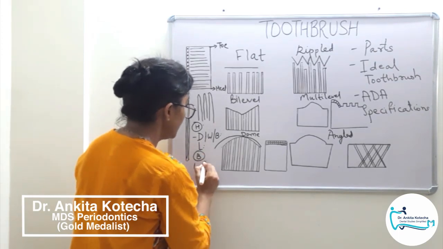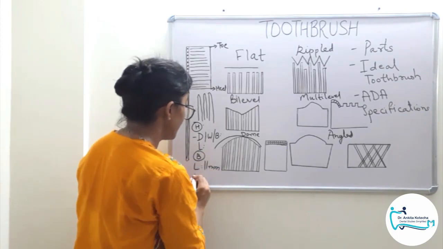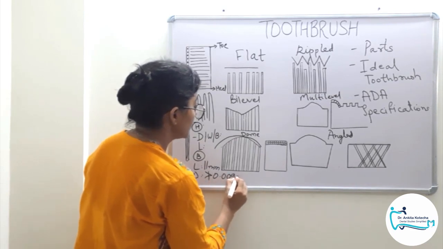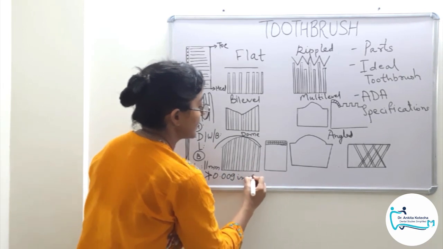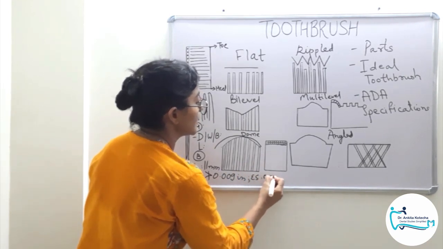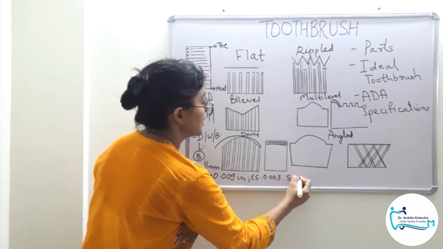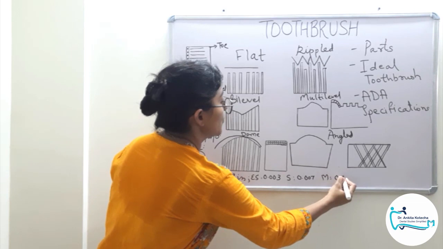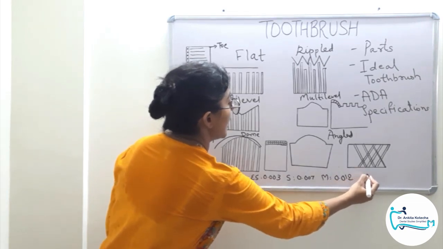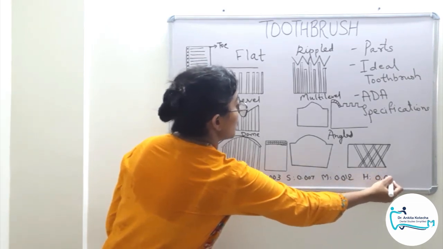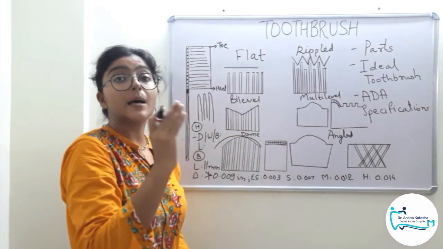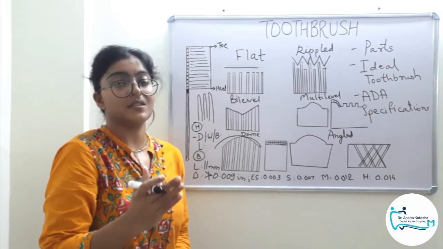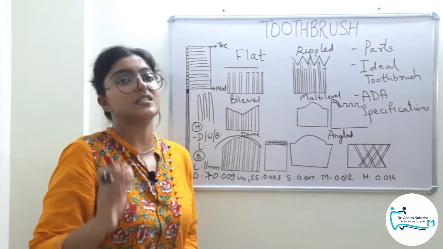Again, length 11 mm or 7/16 inches, and diameter not more than 0.009 inches. Again, extra soft we have 0.003 inches, soft 0.007 inches, medium 0.012 inches, and hard 0.014 inches. And the number of bristles per tuft ranges from 80 to 86 bristles. That is 80 to 86 bristles per tuft.